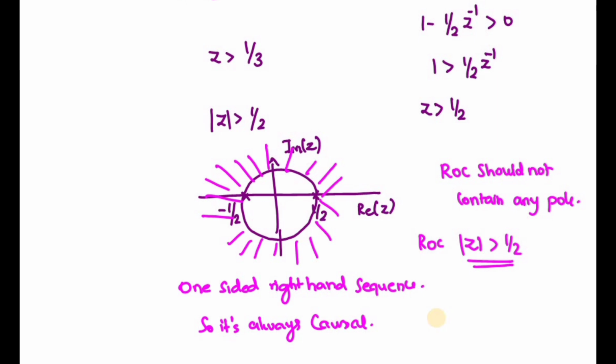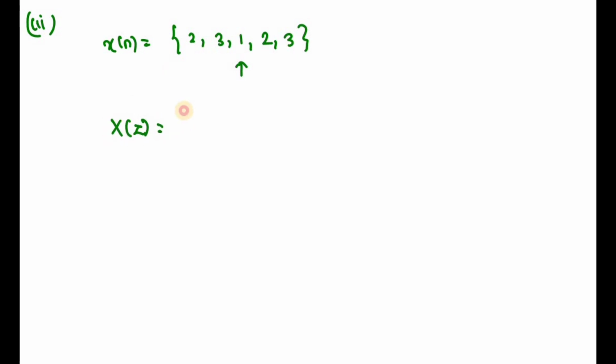So let us discuss the two-sided sequence. Suppose the question they have given is x of n is equal to 2, 3, 1, 2, 3. Okay, so here if you see, if I take the Z transform, I will get summation n is equal to, so this is the 0 value, 0, minus 1, minus 2, right? So it is ranging from minus 2 to 2 of x of n z power minus n, right?